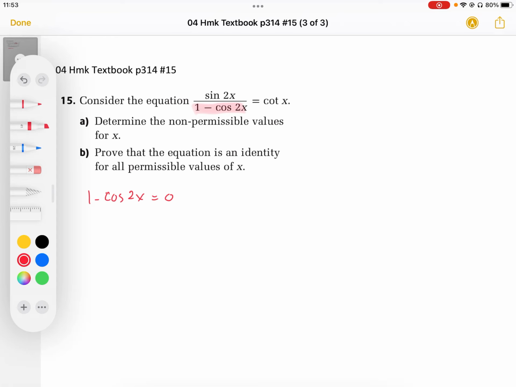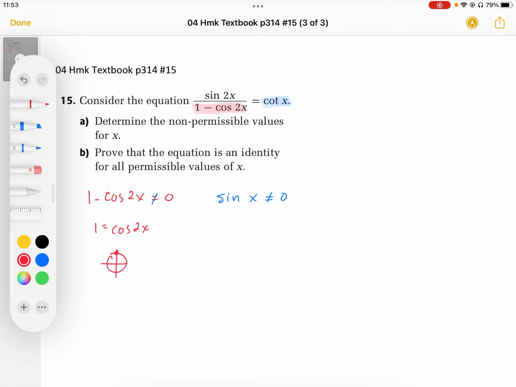I also have a denominator that has a sine in it. Sorry, I said cosine, but that's a sine. The cotan has a sine in the denominator, so sine x is not equal to 0. Then solving for x in the first one, I'm going to end up with 1 is equal to cos 2x.